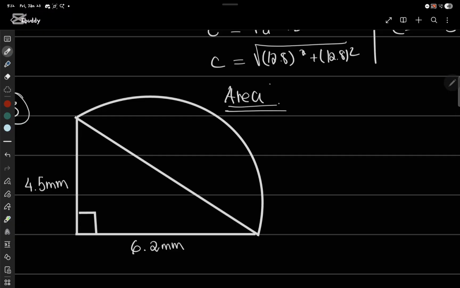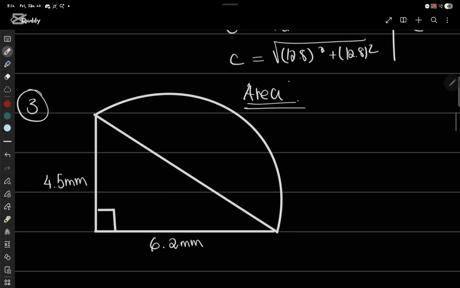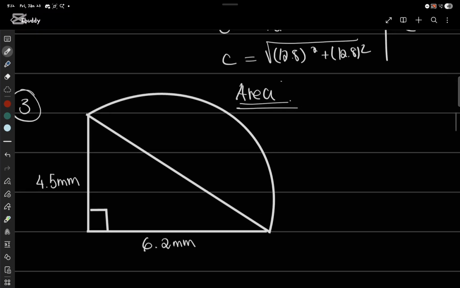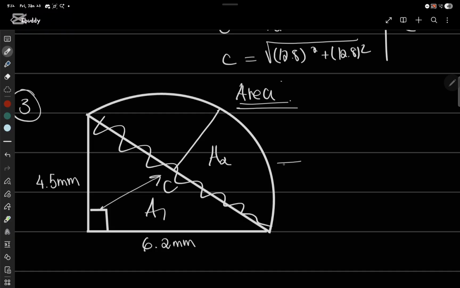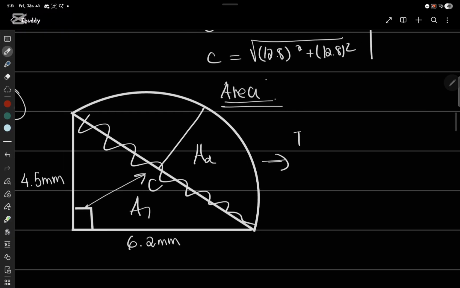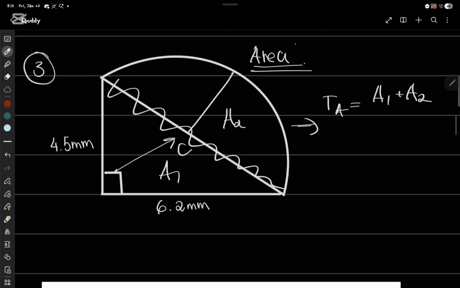Okay. So for the area, you first want to identify that you want to solve for this C. Okay. You want to solve for this segment here, so that you can get the radius of this semicircle and then solve for the area, right? Because this is area 1, this is area 2. So the total area would be area 1 plus area 2. So the triangle has a base and a height, so you can use that to find the area 1.